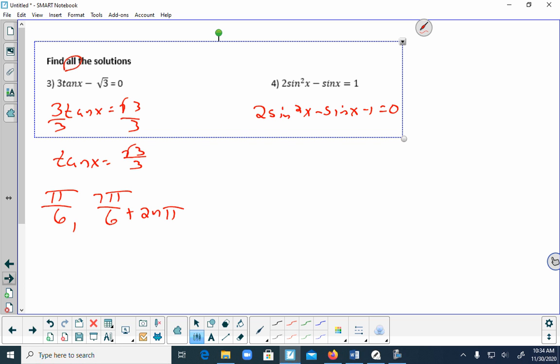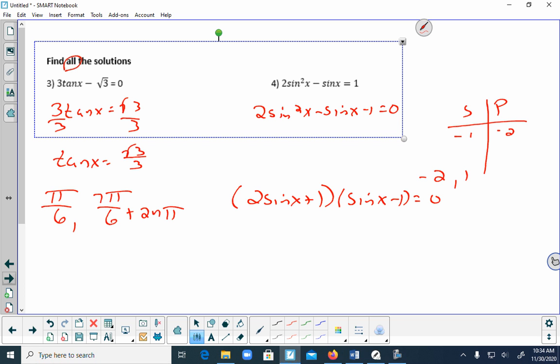And then my product is -2. My sum is -1. So I'm going to choose to use -2 and +1. And when I factor that, I am going to have 2 sine x plus 1, and then sine of x minus 1 is equal to 0. Set both of these equal to 0.